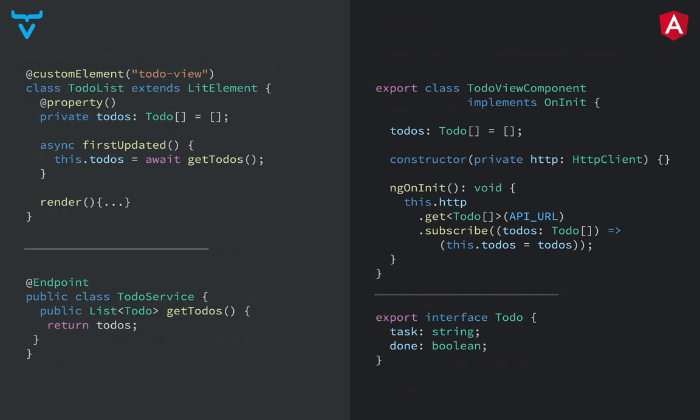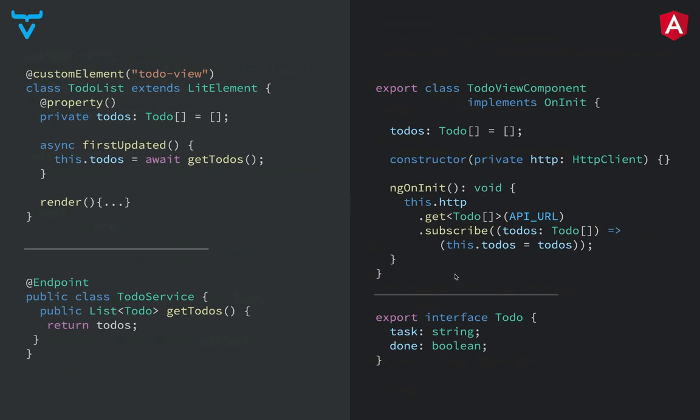Again, if we take a look at how we would call the backend, how we would interface with our server, in Vaadin we're able to access our Java endpoint in a type-safe manner. So when we define an endpoint, Vaadin will automatically generate the to-do interface. It will generate this asynchronous getTodos TypeScript method that will then call our backend in a type-safe way.